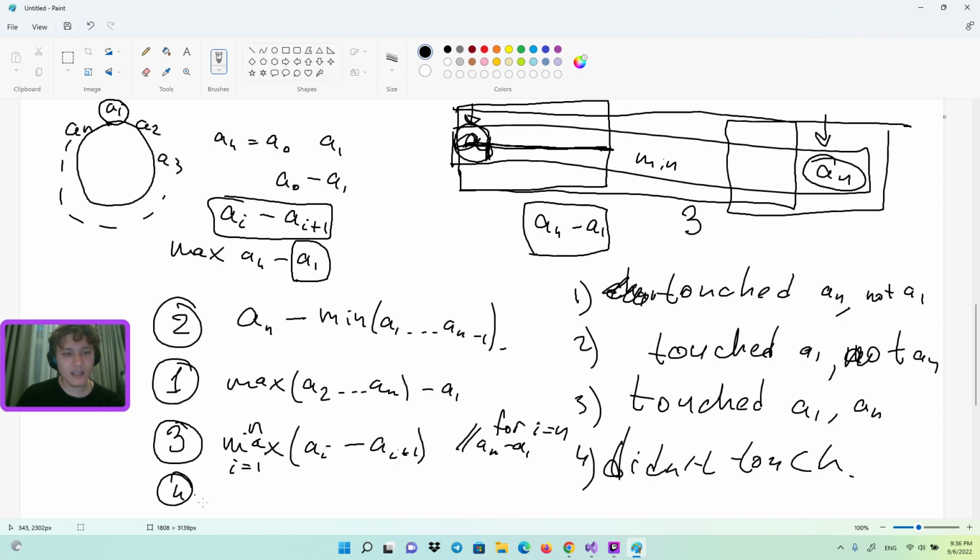And in the fourth case, it's just like any of these three because, as I said, for example, in the third case, you can just rotate it n times. So this an minus a1 is just here. So we don't have to consider the fourth case because we already considered the third case. Okay, and that's it for problem A.